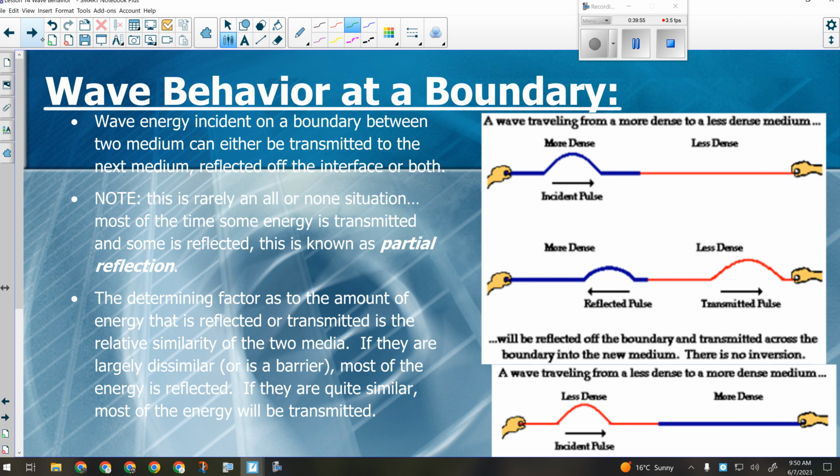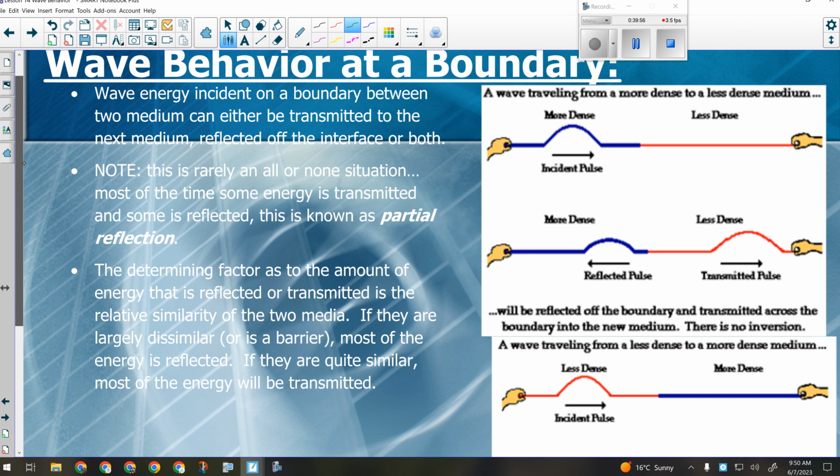Okay, so wave energy that's incident on a boundary between two media can either be transmitted, reflected, or both. Usually it's both. In like 99% of situations, both are going to happen. We call that partial reflection, and the determining factor as to the amount is how similar the two media are. Like I said, with the two bungee cords that are basically the same, I won't see much difference. But if I tie a bungee cord to a wall, I'm going to see a lot of reflection in that situation.